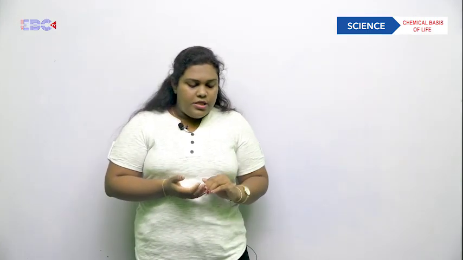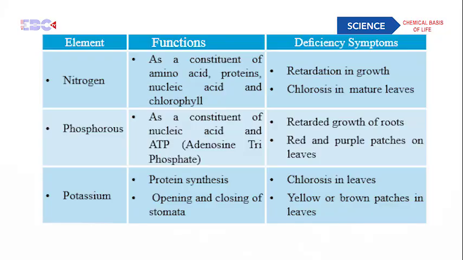Then the next element is phosphorus. It is a constituent of nucleic acid and is for the production of ATP, and it's a component in ATP. The symptoms are that it retards the growth of roots, and red and purple patches can be seen on leaves. It can also be seen clearly in this picture.